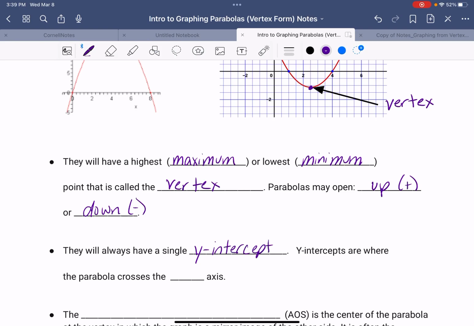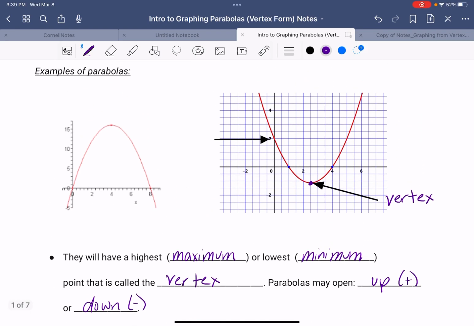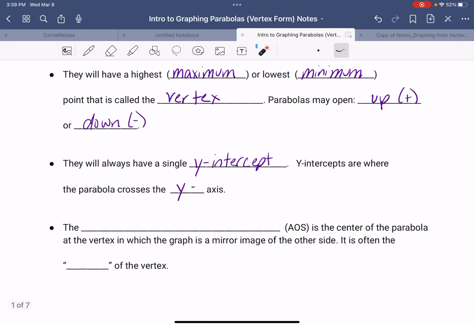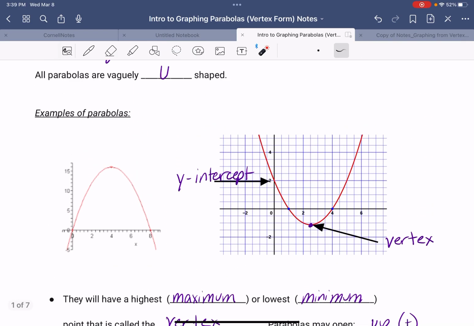And y-intercepts or intersections are where the parabola crosses the y-axis. So if you go back up to the graph here, you can label this y-intercept. And the reason why is because if you look right here, here's our y-axis, here's our x-axis, our parabola is crossing right there, okay? So that's our y-intercept.